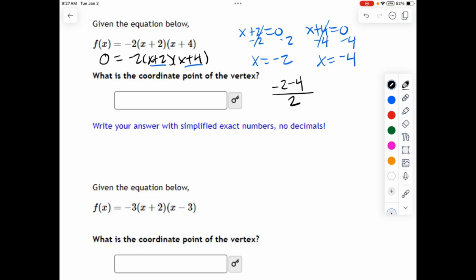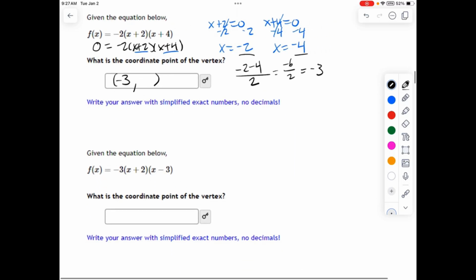Negative 2 minus 4, negative 6. Half of that, negative 3. Which makes sense, because what's between 2 and 4? 3, right? So what's between negative 2 and negative 4? Negative 3. So we have negative 3 comma something for our vertex. Bam. Not too bad.